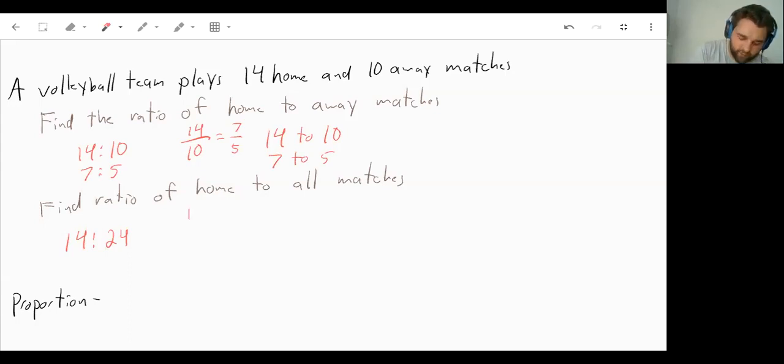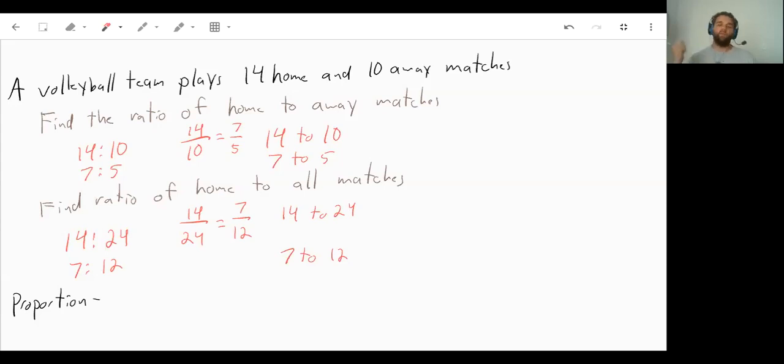So if you think of it as 14 over 24, those could both be divided by 2, which would give us 7 over 12. So that means this could also be 7 to 12. I would accept any of those, but it's up to you as to what you prefer. And if anyone's watching this in a different math class, it depends on what your teacher says.